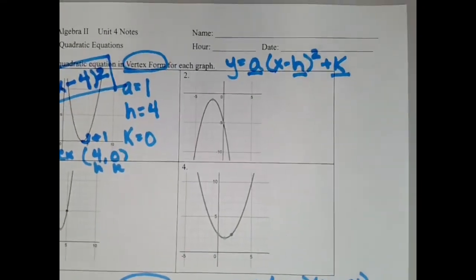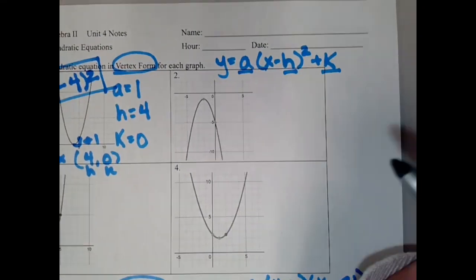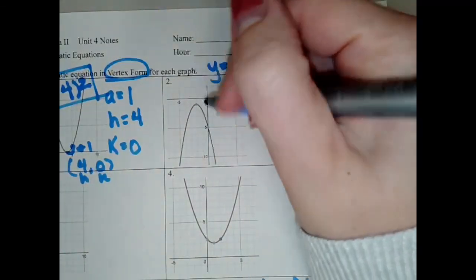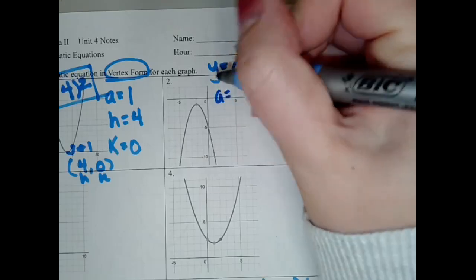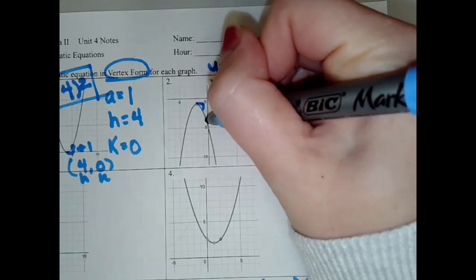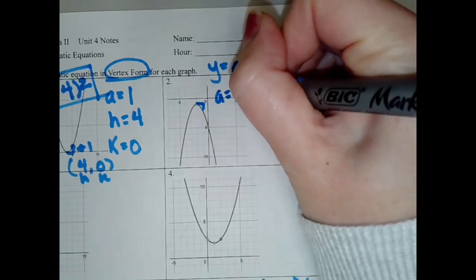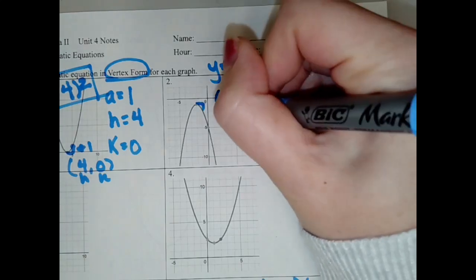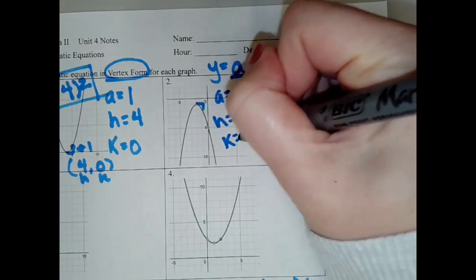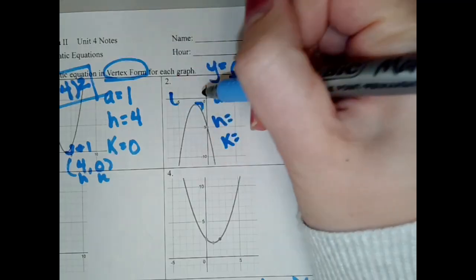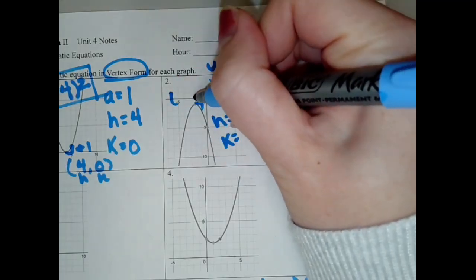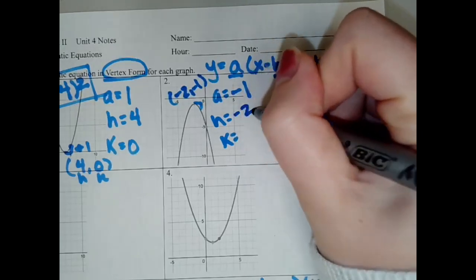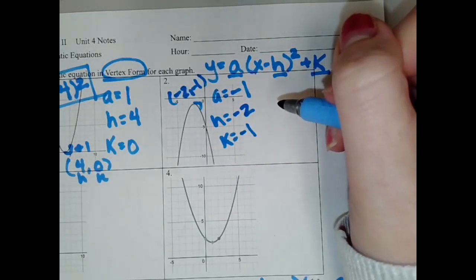Taking a look at number 2. Number 2, once again, we need a, h, and k. Now this one, if I'm trying to determine what is a, I move right 1 and down 1. So if I move down, that's a negative. The amount was 1, so a is negative 1. H and k come from the vertex. So the vertex appears to be located at (-2, -1), which means h is -2, k is -1.